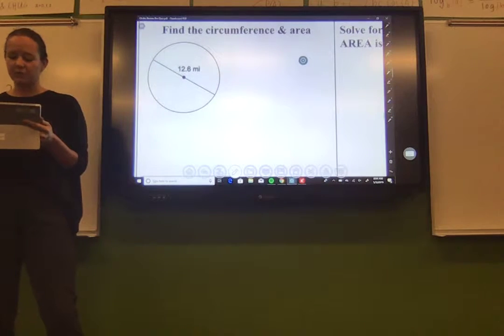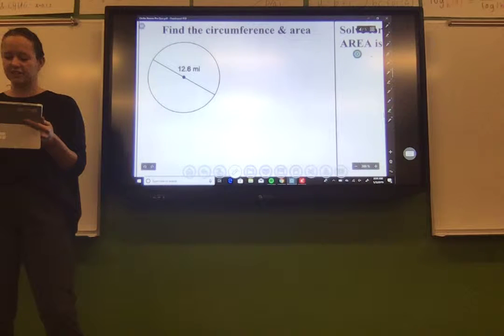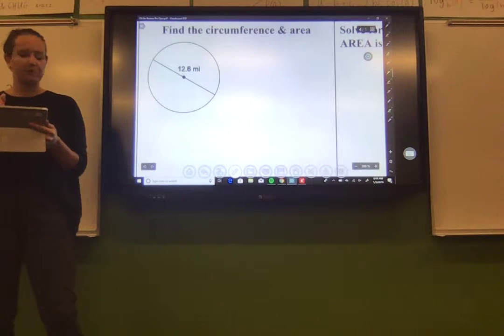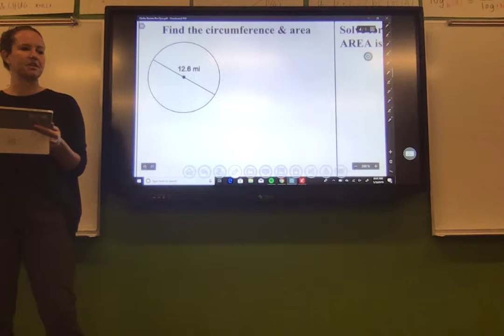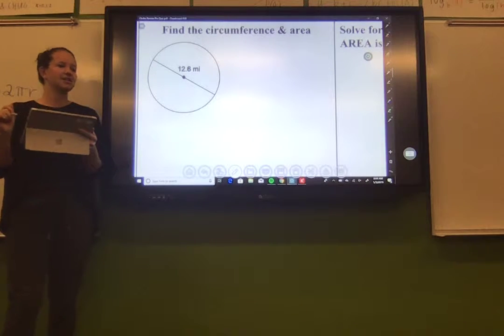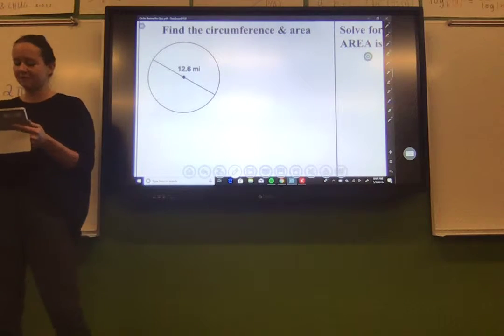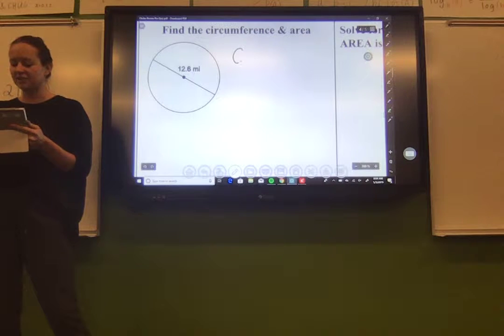All right, so first let's start with circumference. I like circumference. It's pretty straightforward. So, who has it memorized? Leva, you want to give me the equation? So for circumference, what does C equal? 2 pi r.